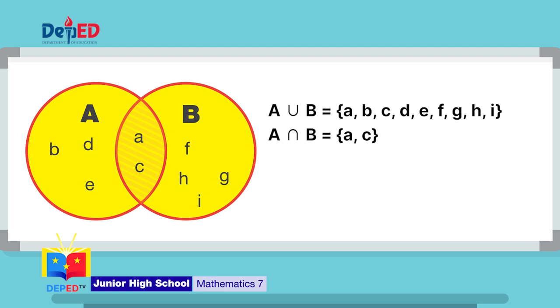Now, we have seen from the Venn diagrams that sets A and B are not disjoint. So, set A minus B will form another set that is a proper subset of A. This only means that the set difference A minus B is equal to the three remaining elements in set A after removing their intersection. Or, set A minus set B contains the elements B, D, and E.